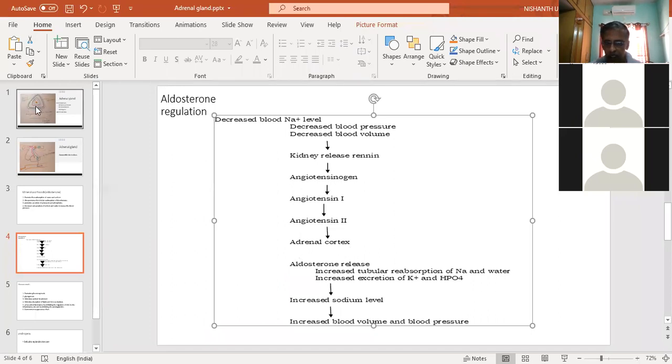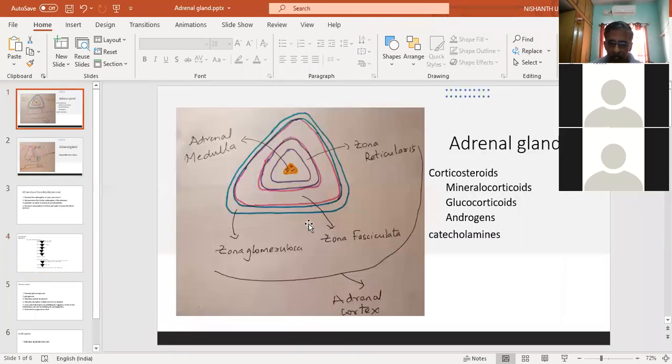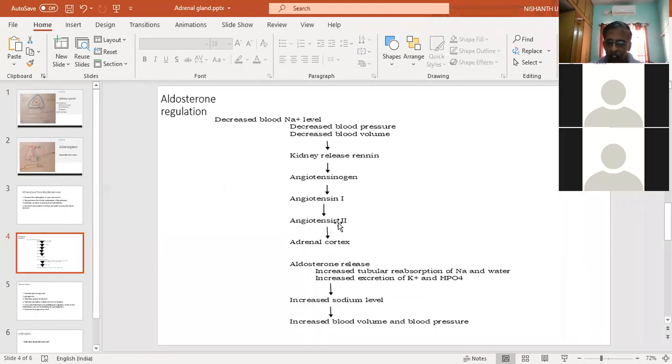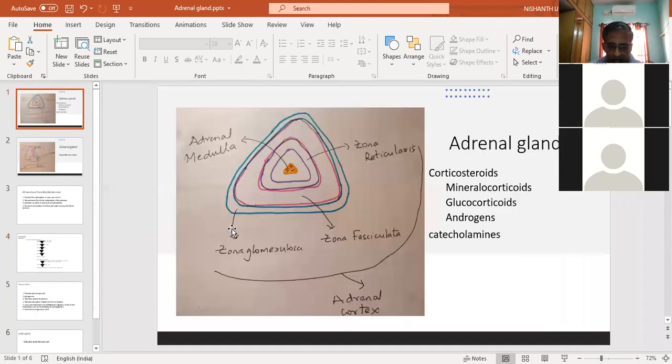Now you come back to the first diagram. You can see this is the adrenal cortex. What will this one do, which one? Angiotensin 2 will come and attach to the zona glomerulosa. The outside layer is there, no?